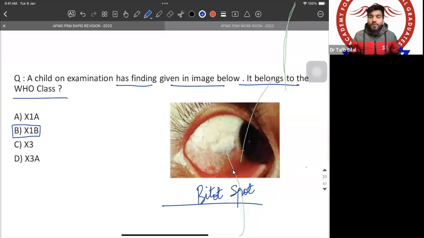Then vitamin B2 is riboflavin. The deficiency will have cheilosis, glossitis, and angular stomatitis. These are all seen in vitamin B2 deficiency. Then vitamin B3 is niacin. Niacin deficiency causes pellagra. In pellagra, remember the 4 Ds: dementia, dermatitis, death, and diarrhea.